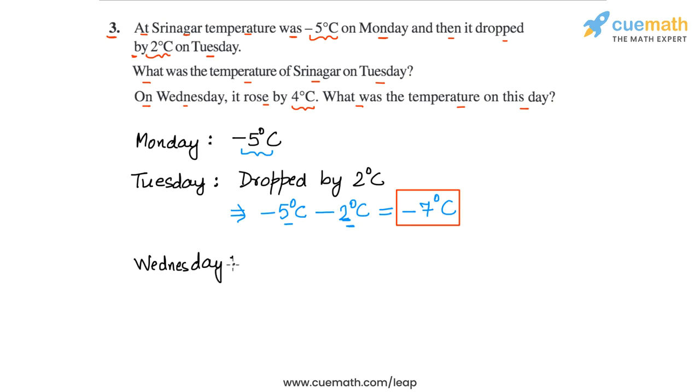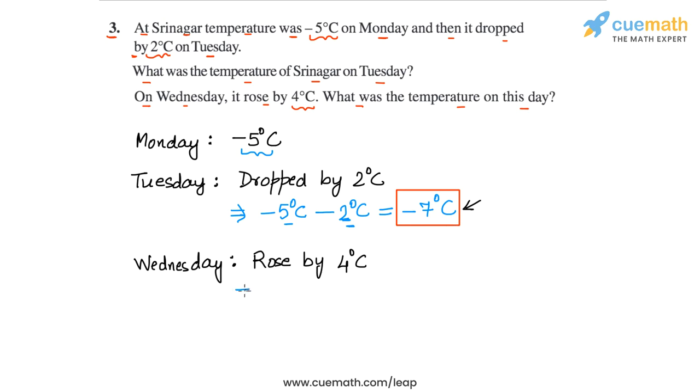So we are given that the temperature rose or increased by 4 degrees Celsius, but increased with respect to what? Increased with respect to the previous day's temperature. So the previous day's temperature, Tuesday's temperature, was minus 7 degrees Celsius, which we have just calculated. And with respect to this temperature, the temperature on Wednesday rose by 4 degrees.